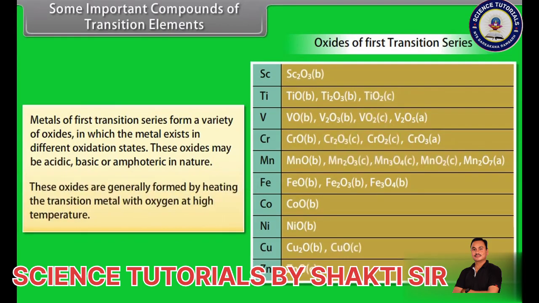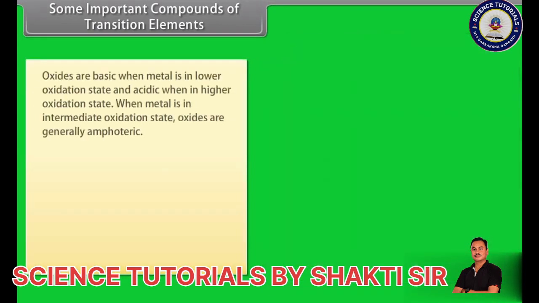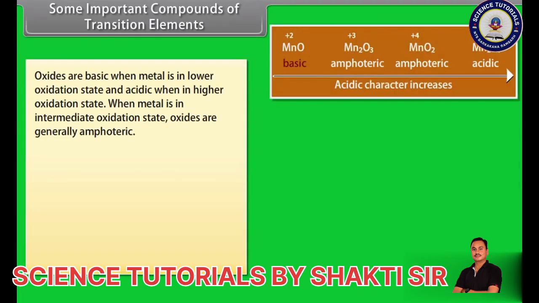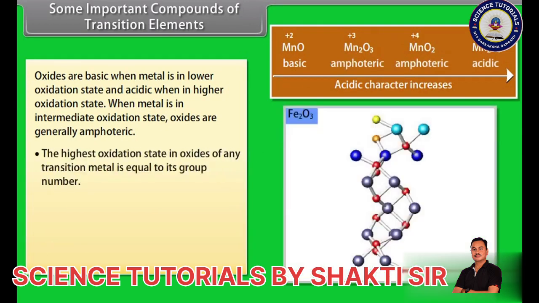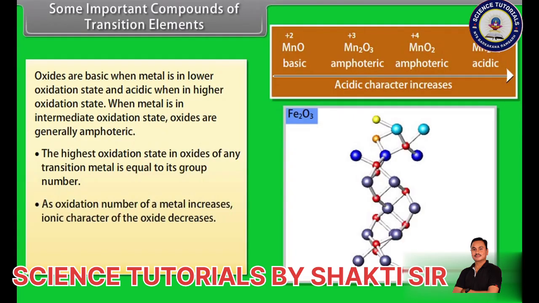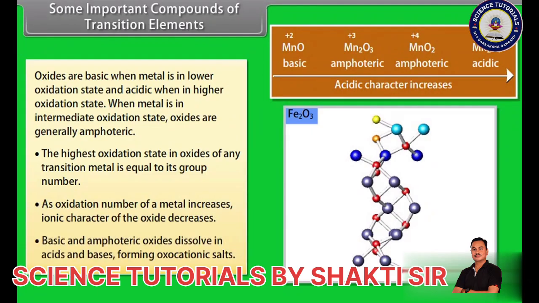These oxides are generally formed by heating the transition metal with oxygen at high temperature. Oxides are basic when metal is in lower oxidation state and acidic when in higher oxidation state. When metal is in intermediate oxidation state, oxides are generally amphoteric. The highest oxidation state in oxides of any transition metal is equal to its group number. As oxidation number of a metal increases, ionic character of the oxide decreases. Basic and amphoteric oxides dissolve in acids and bases, forming oxocationic salts.